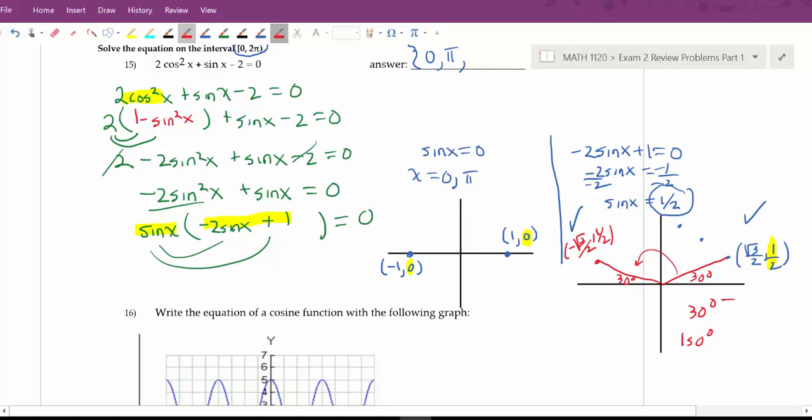So I'm going to multiply 30 by pi over 180. That'll give me pi over 6. So that gives another answer, pi over 6.